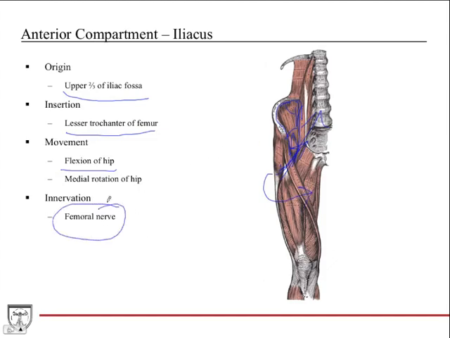Innervation is the femoral nerve. And one other thing I want to point out is that the iliacus combines with the psoas muscle, which also begins up here in the pelvis region, and then they have a common insertion here on the lesser trochanter. And sometimes they're called the ilio-psoas muscle.